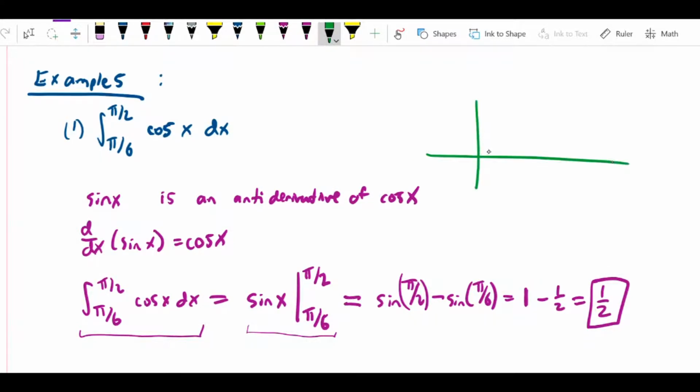Here we have the cosine function. It looks like this. And on the interval pi over 6 to pi over 2, which is roughly, that's pi over 6, and that's pi over 2, what we did was we found the area under the cosine function on that interval. So that's the interpretation of this, and we found that that area is 1/2, and we did it using the fundamental theorem of calculus.